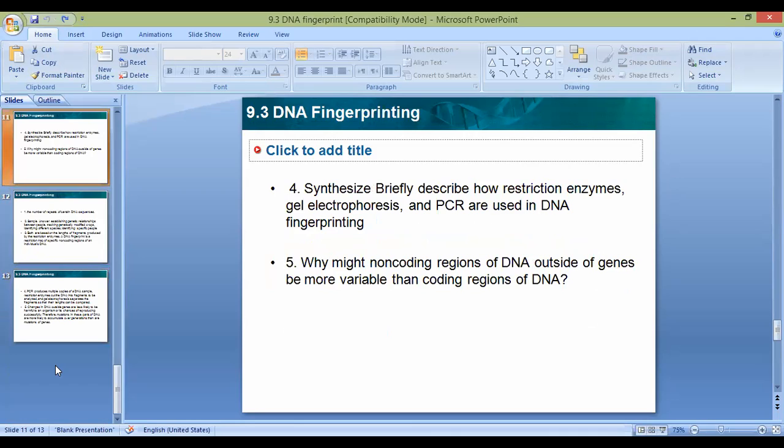Now question number 4. Who can answer this question? Describe briefly how restriction enzymes, gel electrophoresis, and PCR are used in DNA fingerprinting. How they are used?